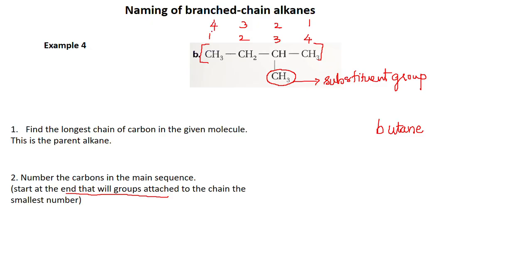In which way does the substituent group get the smallest carbon number? Right to left. In the first case you had carbon number 3 for the substituent group, but now it is 2. So you will have to number the carbon atoms in this order. The substituent is placed at the second carbon. Alright?